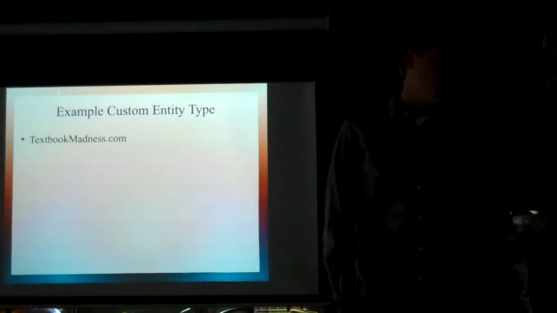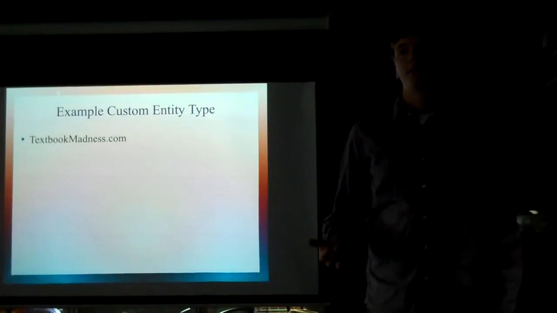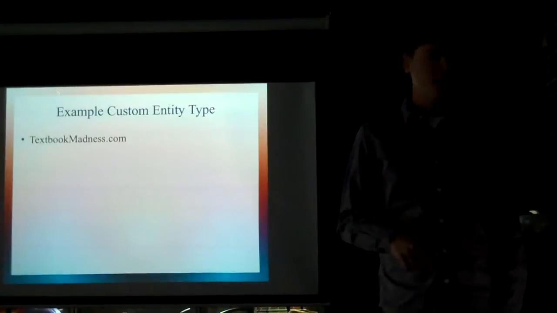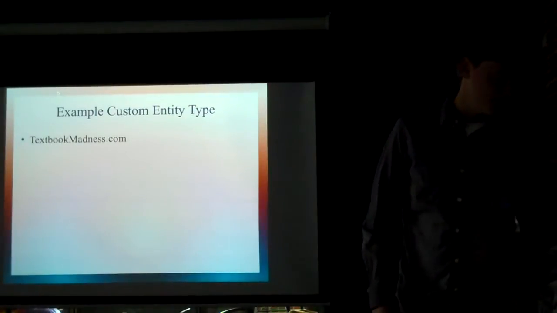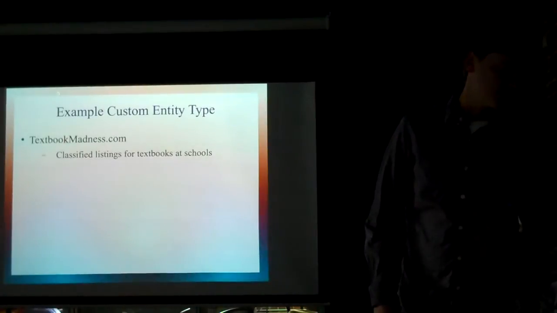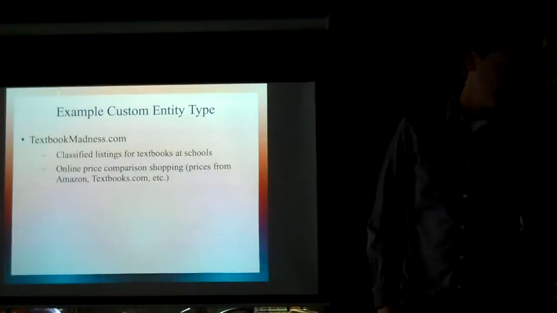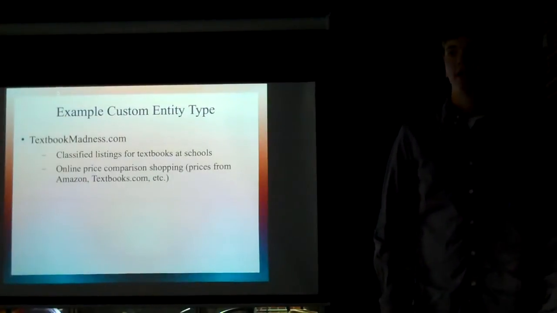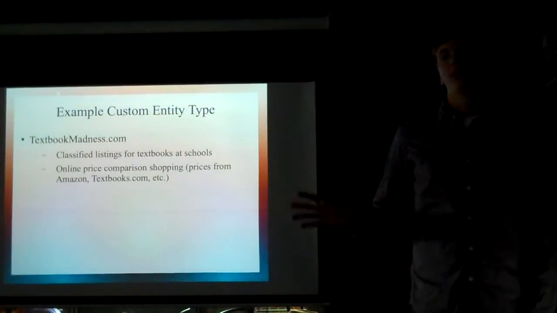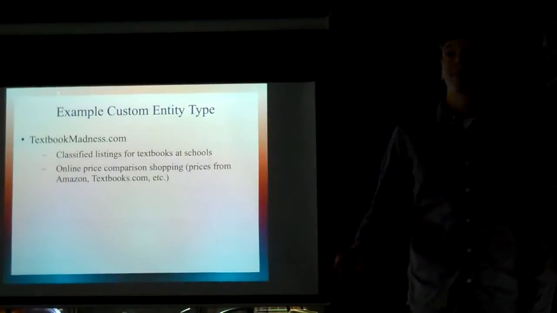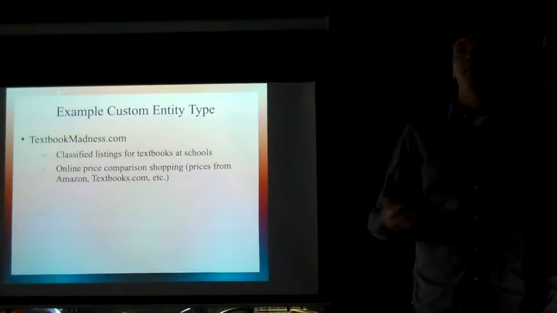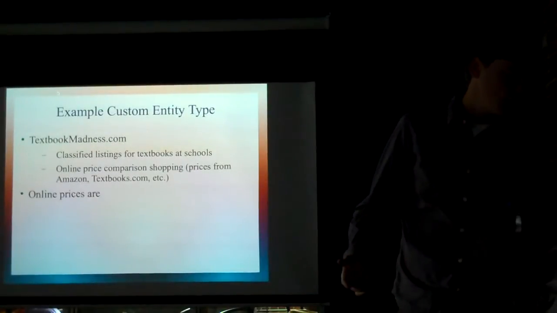So we're going to go through an example here, and I'm using a previous project of mine, textbookmadness.com, as an example. It's still out there, so you can go take a look and see what it does. But in a nutshell, it provides classified listings for textbooks at schools, and it provides online price comparison shopping, so prices from a whole bunch of different online retailers like Amazon.com, textbooks.com, you name it.